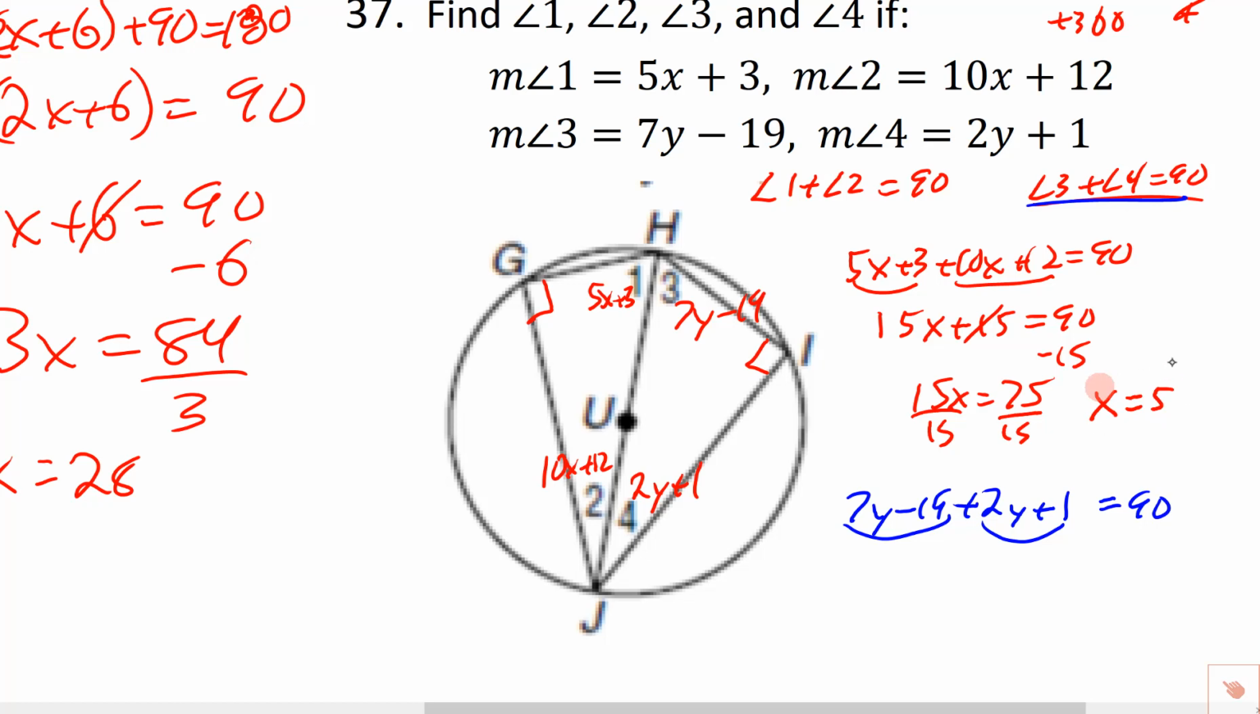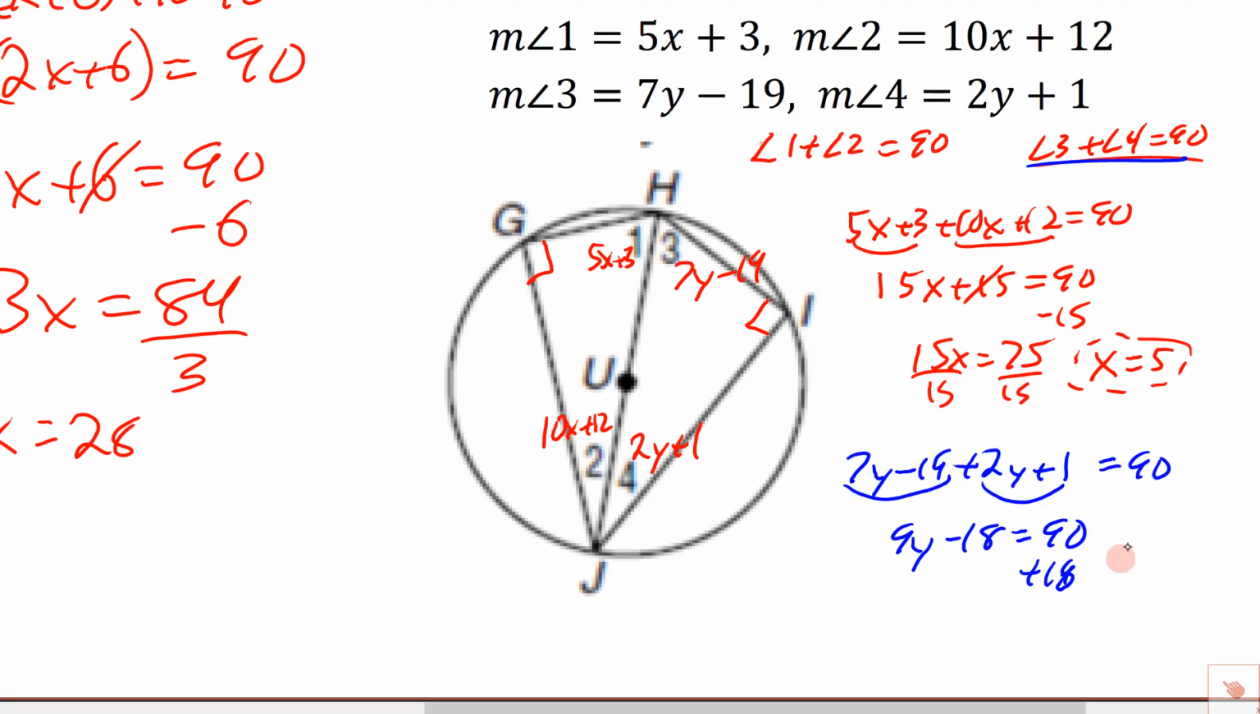That's not the answer to the problem, though. We've got to make sure that we figure out the measure of each one of the angles. On the one for y, this is going to be 9y minus 18 equals 90. So we're going to move this to the other side by adding 18. So we're going to get 9y equals 108. And if we divide by 9, we end up with y equals 12, okay? So these are the two pieces that we've got, but now we need to say what the angle measures are.